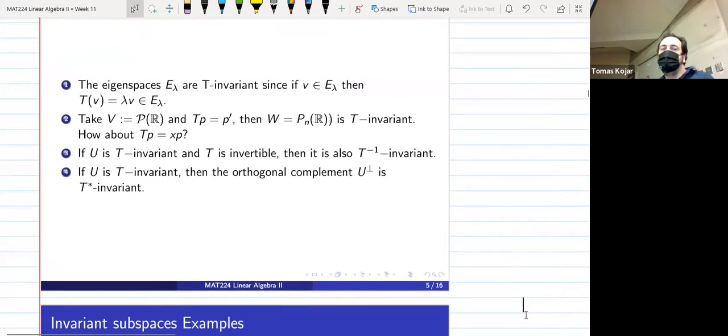Another nice one is that if U is T invariant, the orthogonal complement is T star invariant. So the proof is easier than you think. So let me do it. So what do I have to prove to you? I have to prove.